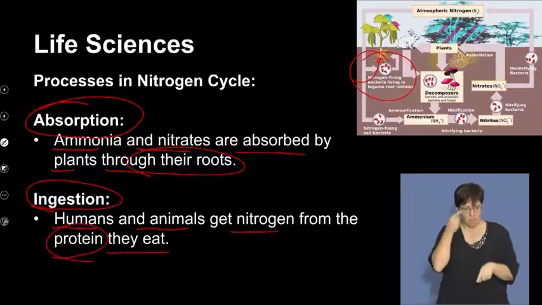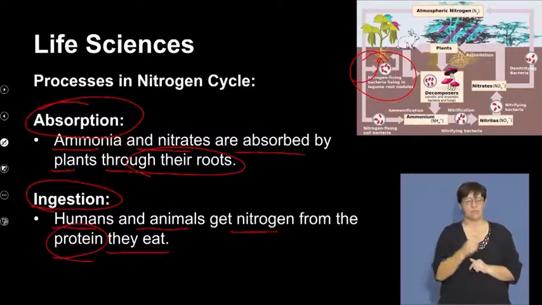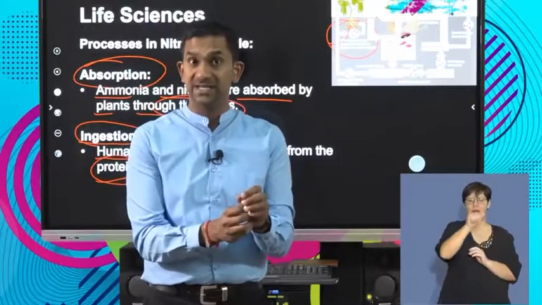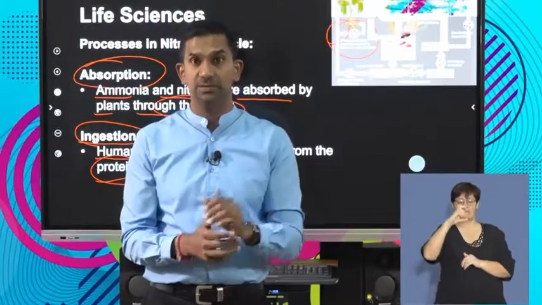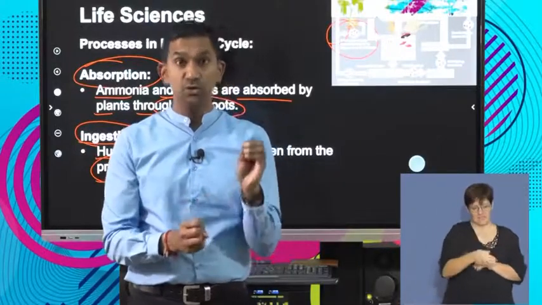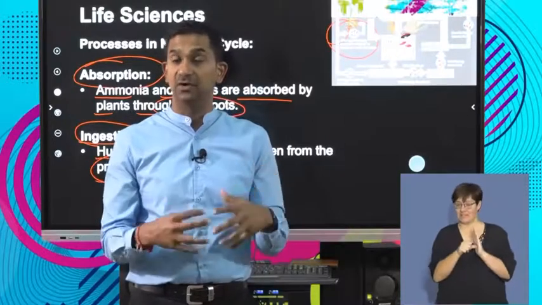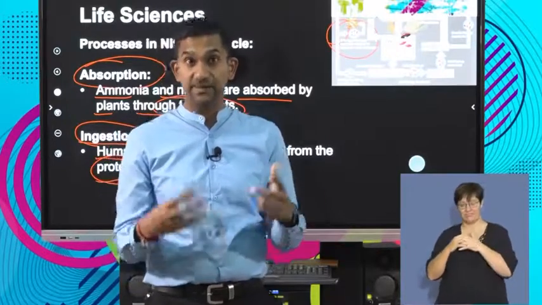So again, we're seeing how ingestion, which is by humans and animals, they get their nitrogen from the protein they eat. So guys, proteins, as I mentioned, are made up of amino acids. Amino acids, again, are your nitrogen-containing compounds. And these, again, form a crucial part of the building block of any organism as they develop muscle.